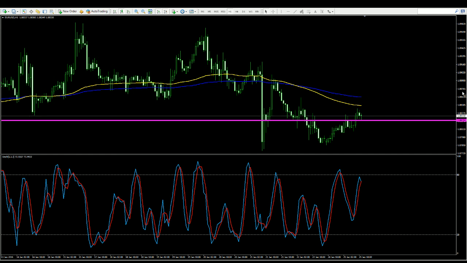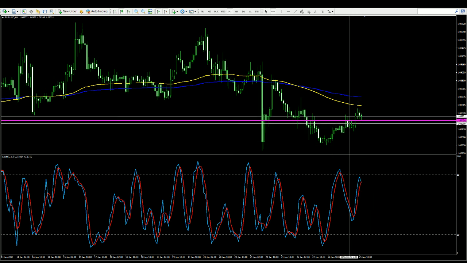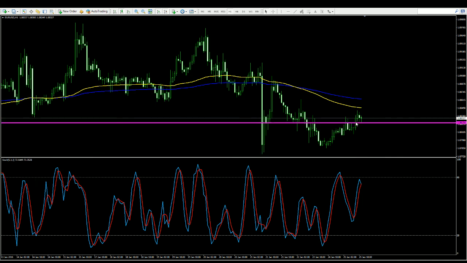Okay, one more question about stochastic before we move on. When price changes direction before getting overbought or oversold, does that mean a new surge of buyers and sellers? Yes, obviously you should look at the candles first. So we always look at the candles first. And what do they tell us?